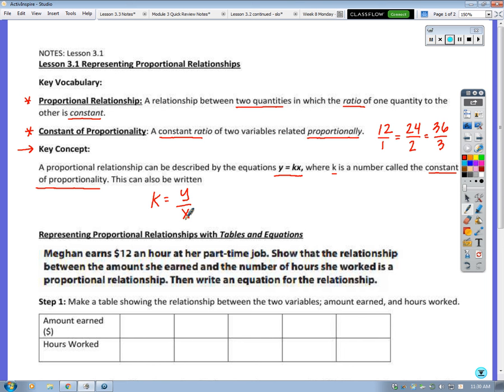So if I was looking at my inches and feet, I could say, oh, I've got 36 inches and 3 feet. I've got 24 inches and 2 feet. I've got 12 inches and 1 foot. My constant here would be the simplest version of this, right? So I would have 36 over 3. That should equal 12 over 1. And 24 inches to 2 feet, that should also equal 12 inches over 1. So my simplest form here, my 12 over 1, that is my constant of proportionality. So this would be my k, constant of proportionality.